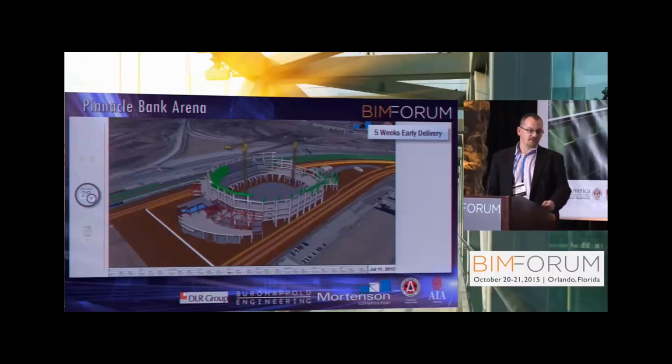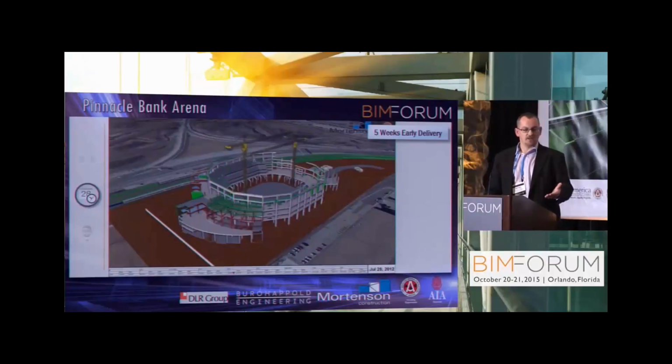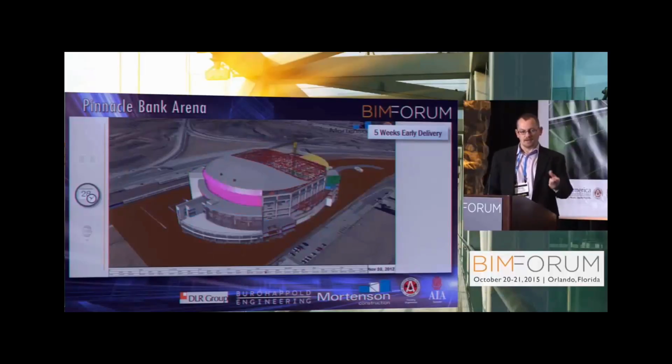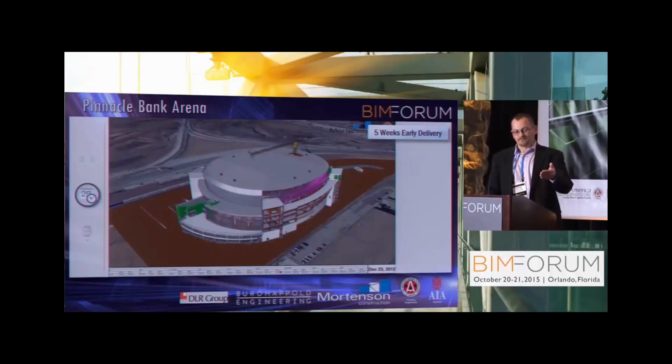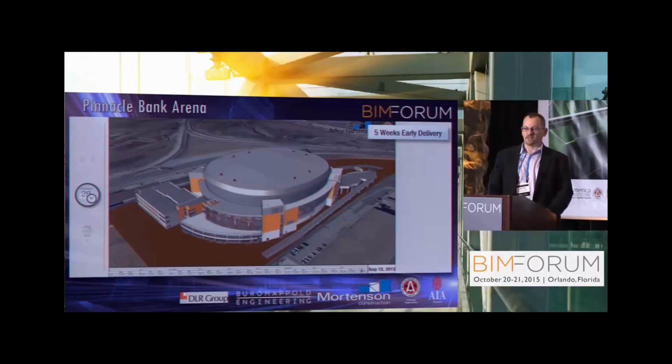Up here you can see the time frame when the railroad tracks are actually being relocated, and the main structure is already built, and construction continues. As you can see, we delivered that arena even 5 weeks ahead of that 1-year acceleration schedule through various optimizations of the schedule.